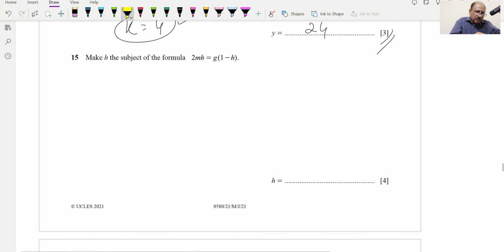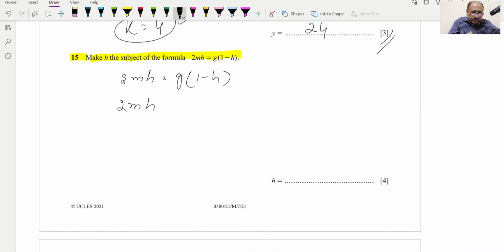Now making subject, question number 15, we have to make h as subject in the given formula. So we can rewrite the formula. Formula is 2mh is equal to g into 1 minus h. So this h, we can open the bracket, so we will get 2mh is equal to g minus gh, and this gh we can shift to the other side.